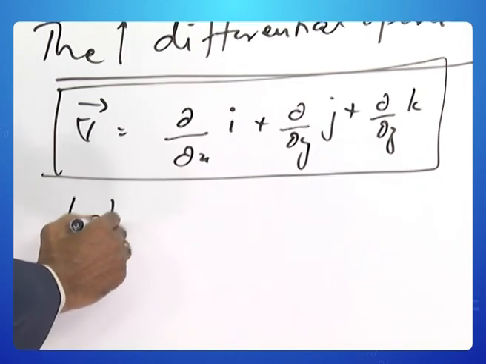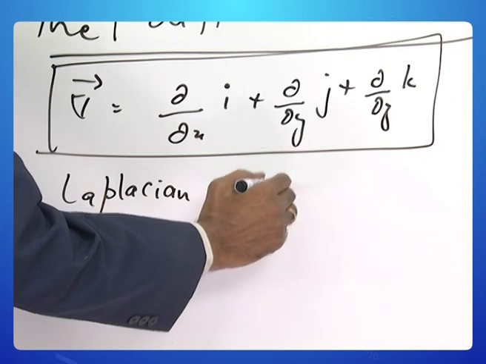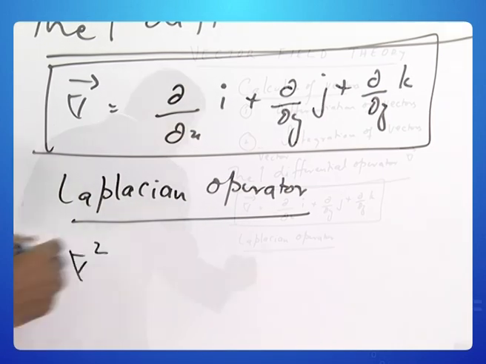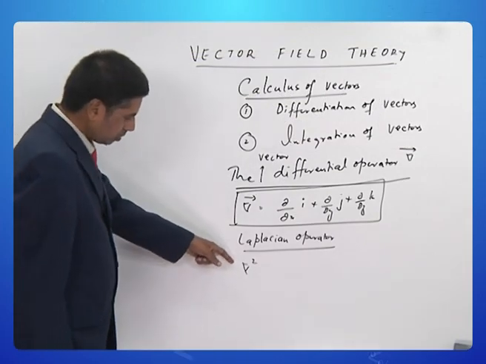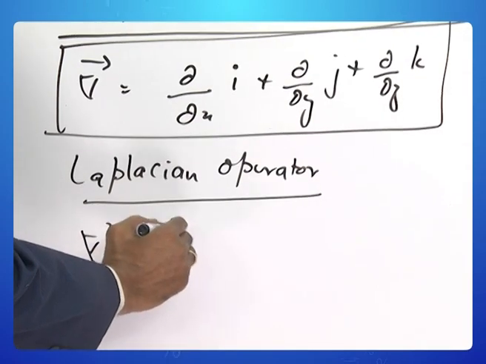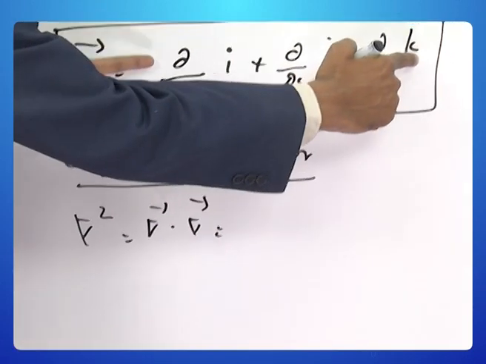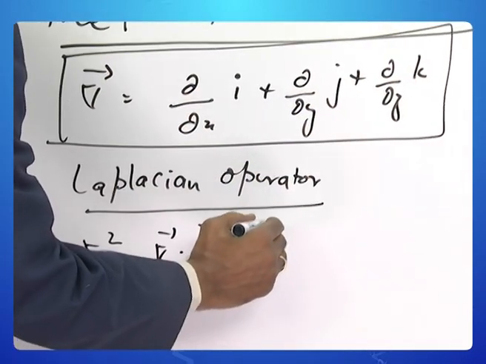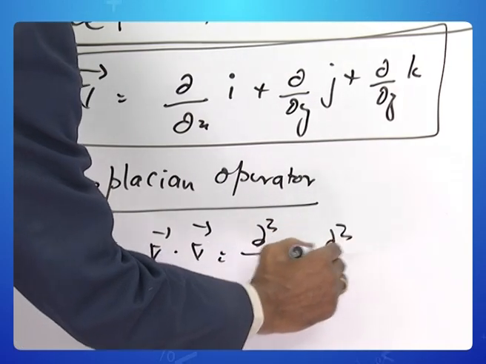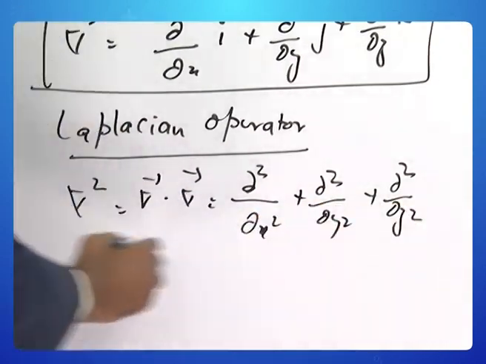There is an operator called the Laplacian operator, denoted by del squared, which is nothing but the dot product of del with itself. So this is del dot del. You take the dot product of this with itself, and you will get dou square by dou x squared plus dou square by dou y squared plus dou square by dou z squared.